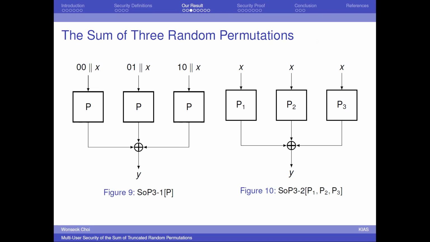SOP3.1 is indeed what Bhattacharya and Nandi studied at the last Asiacrypt, but they did not study SOP3.2. SOP3.2 is a variant of SOP3.1 using different permutations.